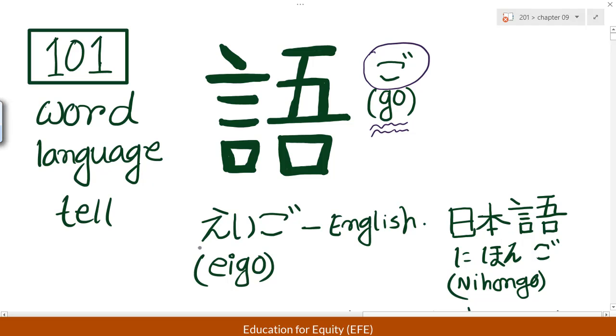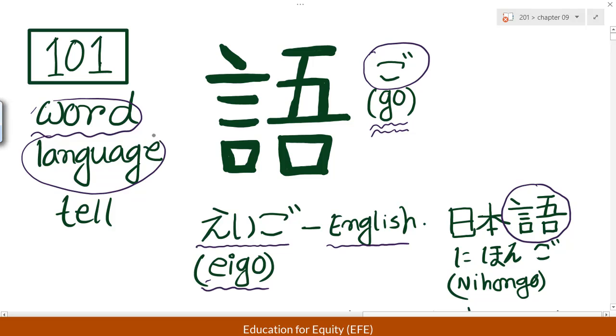So here are two words: "eigo", which means English, and "nihongo", Japanese. So this is called only "go". This is the meaning of the word here: word or language, that's one, or to tell or say something. In that case, that kanji is basically used.